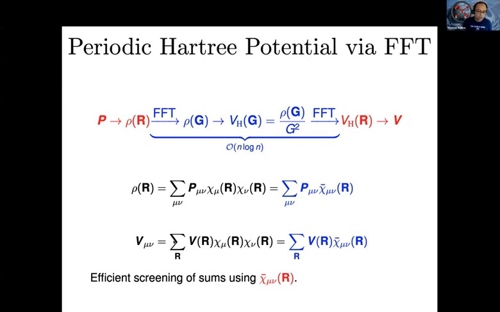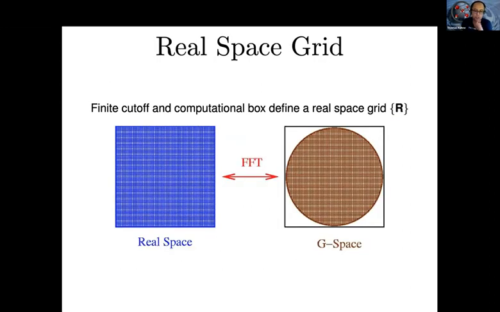And on top, we can make use of all sorts of efficient screening techniques to make this even more efficient. And the time limiting step here is the fast Fourier transform, which is an n log n step. So this is what you see here. Here on the left-hand side, we have the collocation on the grid in real space. Then we make a Fourier transform and get to reciprocal space.